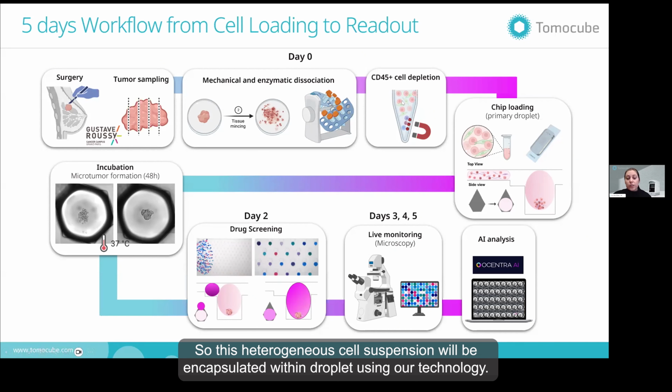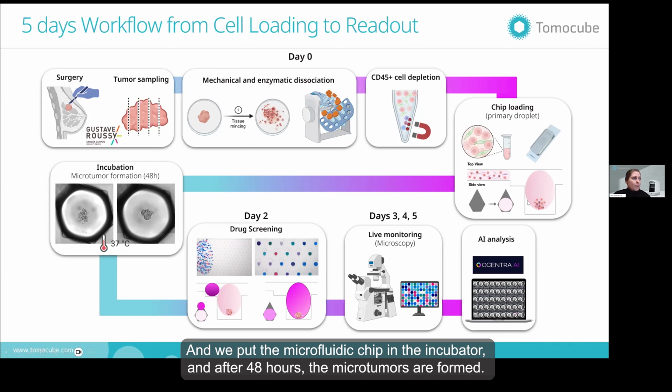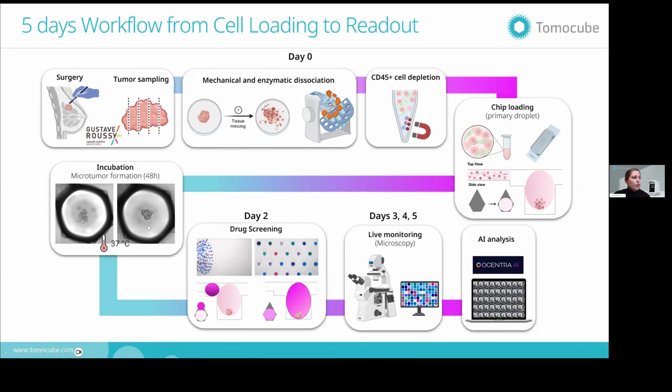So this heterogeneous cell suspension will be encapsulated within droplets using our technology. And the droplets will be injected into our chip using our machine. The cells will then sediment to the bottom of the droplets, and we put the microfluidic chip in the incubator. And after 48 hours, the microtumors are formed.